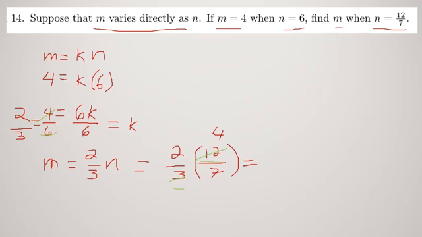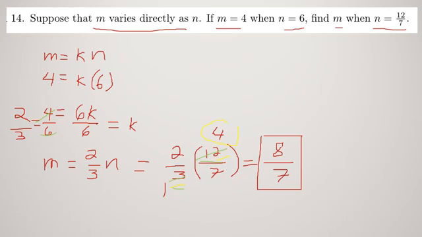In short, 12 divided by 3 is 4. Yan ang nangyayari dyan. So, numerator times numerator, 2 times 4, 8. Then, 1 na to. So, 1 times 7 is 7. So, m equals 8 over 7. So, that's the first way of solving that.